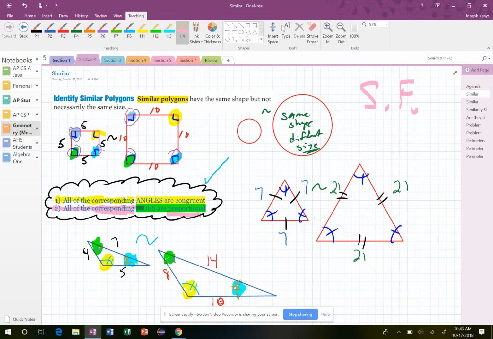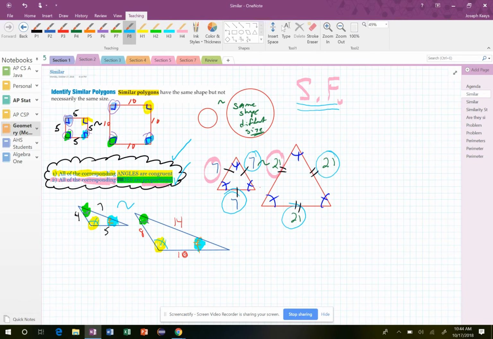Same thing over here, but the scale factor is not 2. It is 3, because I'm taking 21 divided by 7, and it's 3. Notice 21 divided by 7 is 3, and 21 divided by 7 is 3. So that scale factor is 3. All of them are 3, making them all proportional. And the last one down in here, this side is 8, this side is 4, that scale factor is 2. 14 divided by 7, that scale factor is 2.